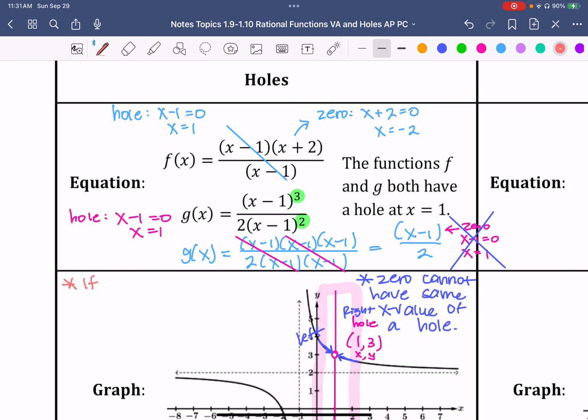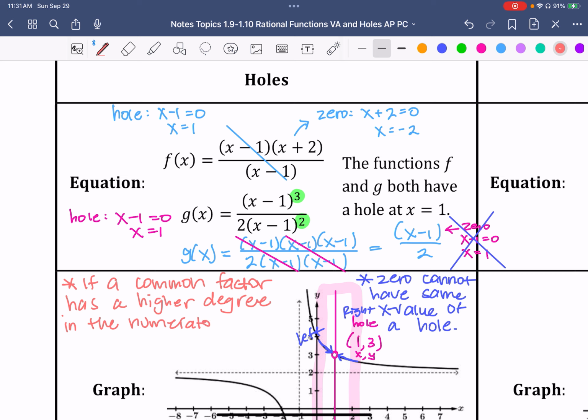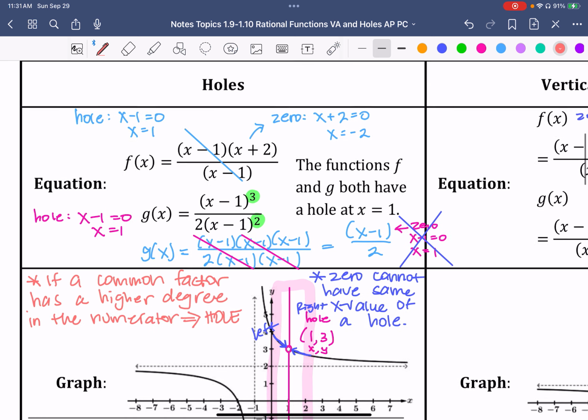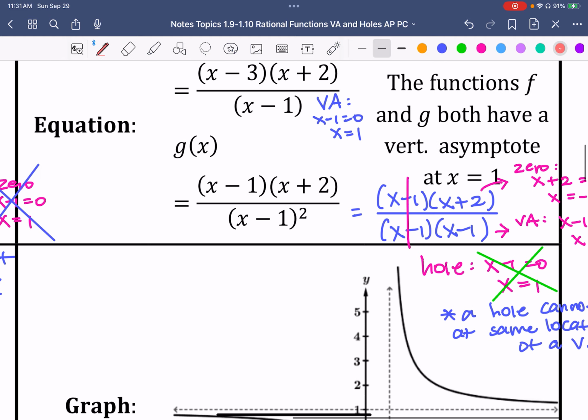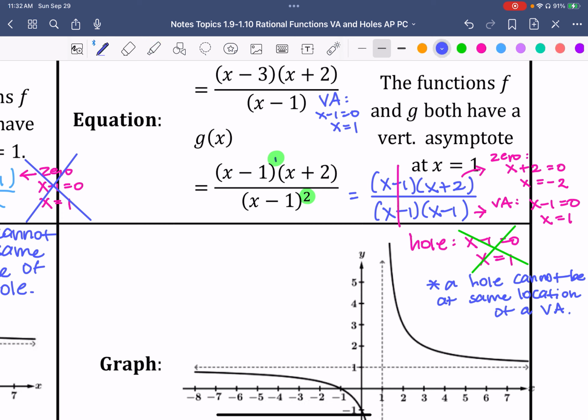So if a common factor has a higher degree, remember that degree means exponent, so if it has a higher degree in the numerator, then you have a hole. But if the opposite is true, here x minus 1 had a power of 1 in the numerator and a power of 2 in the denominator. If it's bigger at the bottom, then you have a vertical asymptote.